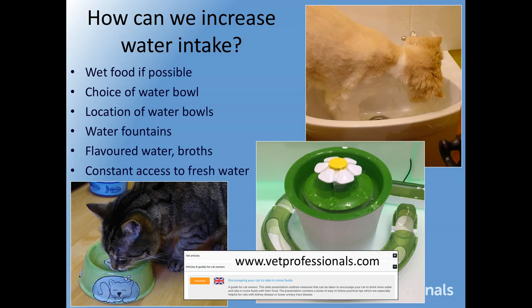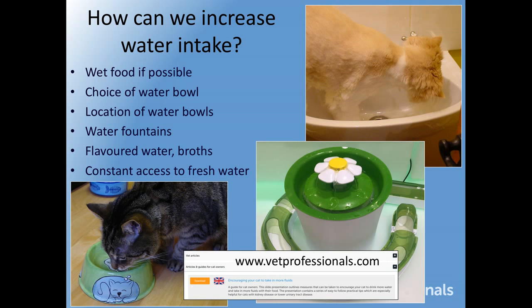So what can we do to increase water intake? Well, ideally a wet diet, but if you do have a dry food addict, then you can try adding water to their dry food. Some cats will eat dry food to which water has been added, but they won't eat the wet equivalent. So all these little tips and tricks can be helpful, and a number of things I've put on this slide, but also on my website, the free download encouraging your cat to take in more fluids goes through the sorts of things an owner can try at home to encourage this, that range from trying different sorts of bowls. Cats tend to prefer glass, ceramic or stainless steel to plastic, for example.